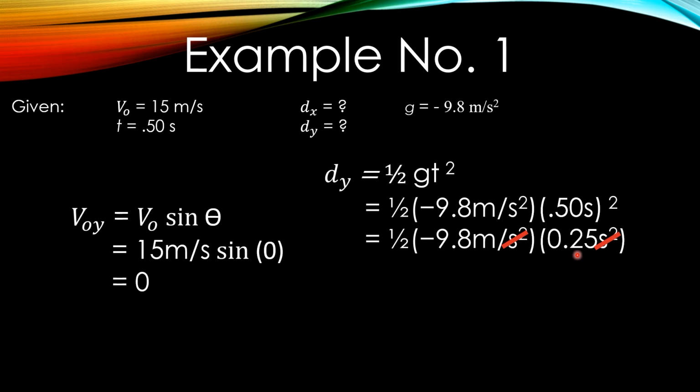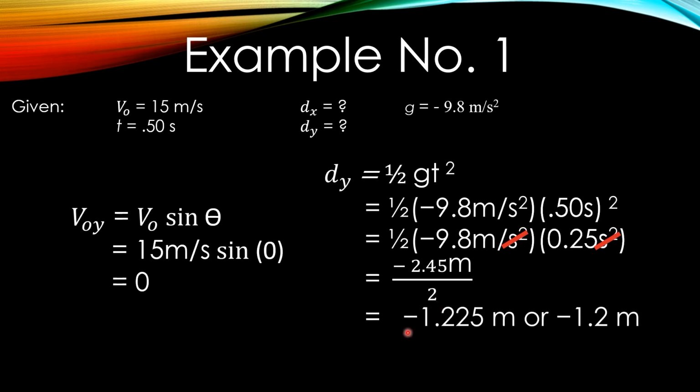So we have to deal first with negative 9.8 meter and 0.25. The product will be negative 2.45 meter. Divided by 2, the quotient will be negative 1.225 meter. So we need to simplify the answer into one decimal place only. So we will get negative 1.2 meter. Then box out the answer.